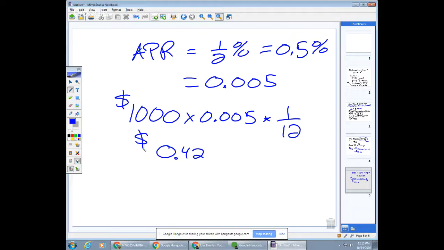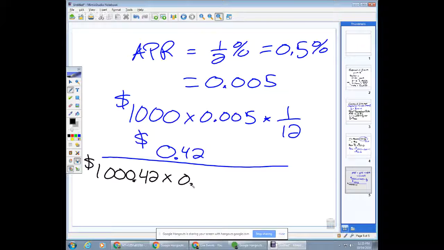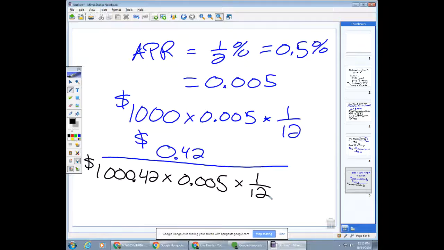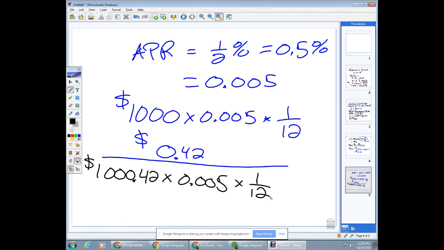Let's just see what would happen. So suppose we invested $1,000.42 at 0.5% for 1 month. Whip that on your calculator. So it's still about 42 cents, yeah. So our interest isn't collecting interest yet, it's too little.